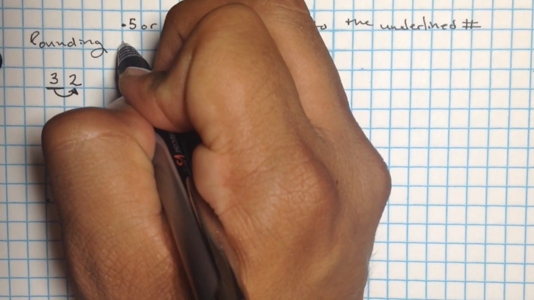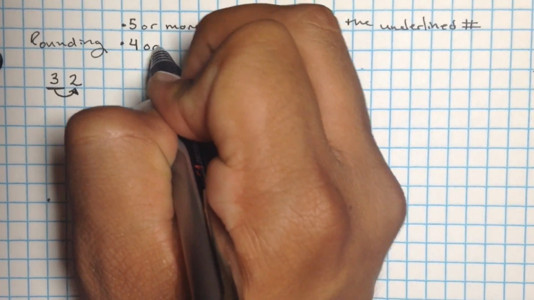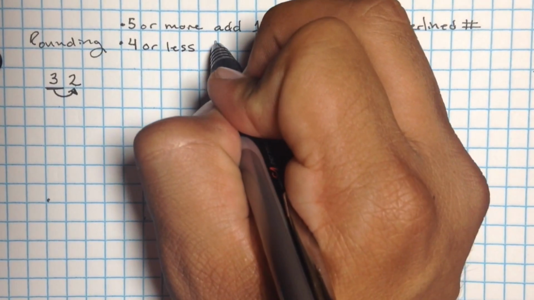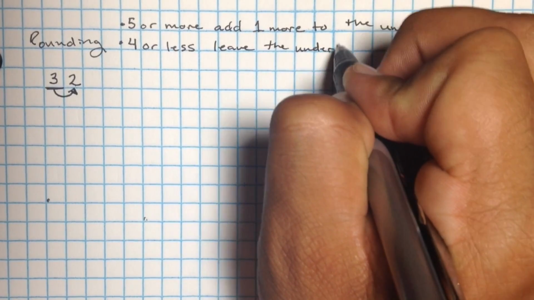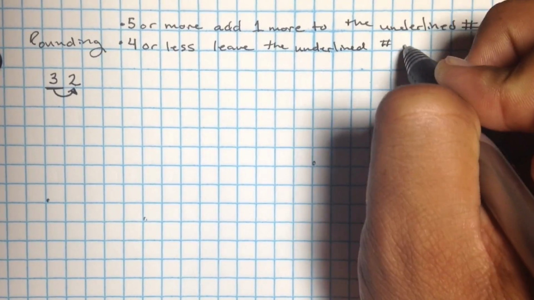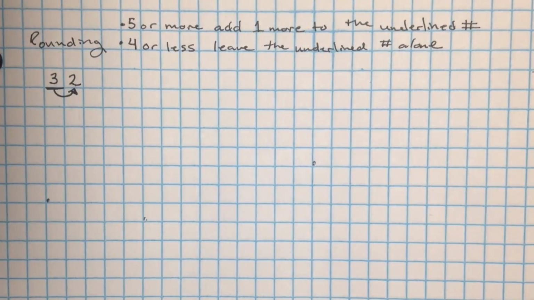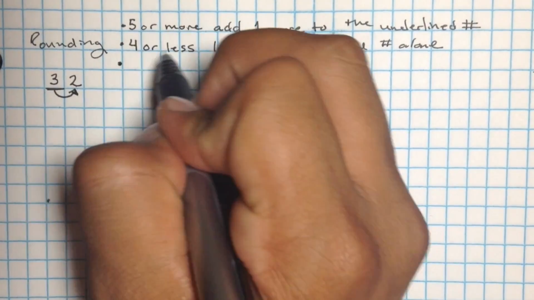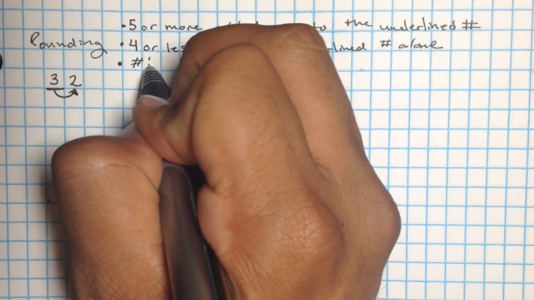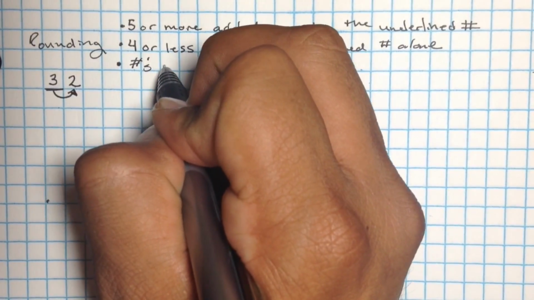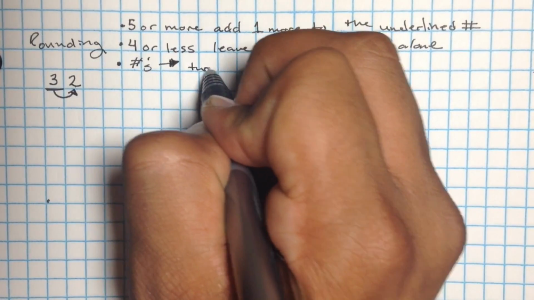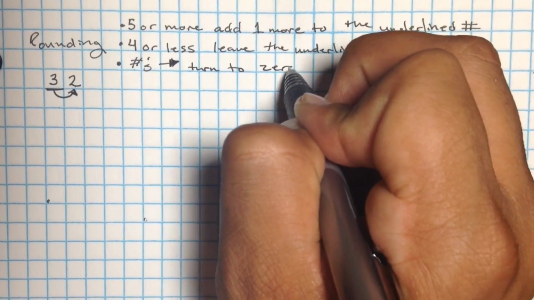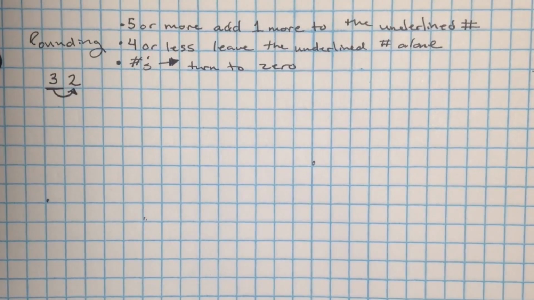Alright. If the number is 4 or less, we're going to leave the underlined number alone. Okay? Numbers to the right turn to 0. Okay, so with this criteria, let's take a look here.